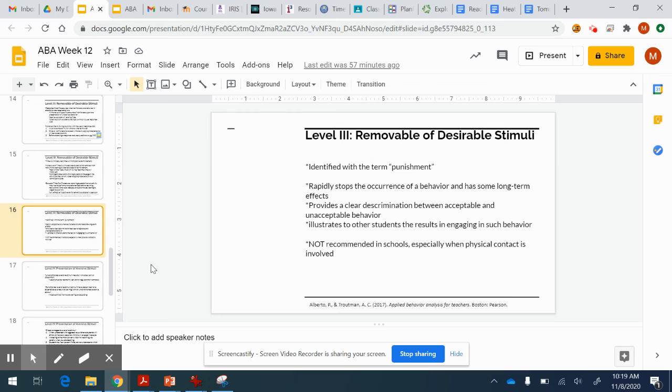So as I was saying, this rapidly stops the occurrence of behavior and does have some long-term effect. It also does help provide a clear discrimination between acceptable and unacceptable behavior, and it illustrates to other students what the result will be if they engage in such behavior. However, it is not recommended in school, especially when physical contact is involved. We want to avoid putting hands on kids at all costs because it can just lead to bigger problems.